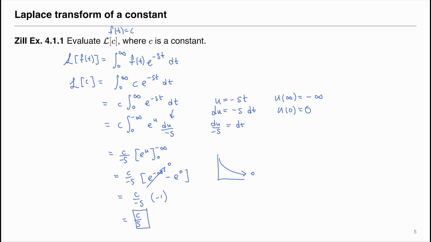So for example, if the constant is 1, so here c equals 1, I have the Laplace transform of 1 is 1 over s. If c equals negative 2, then the Laplace transform of negative 2 is negative 2 over s.